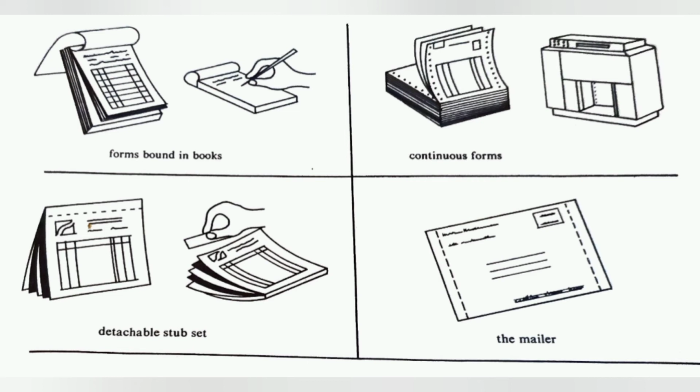Individual copies may be removed from the set, or the stub may be torn off to separate all the copies. These forms are very popular because of the ease and convenience of use. The form may be completed either manually or by machine. The last general type is the mailer. It is a version of continuous forms designed to be filled in with a computer printer.